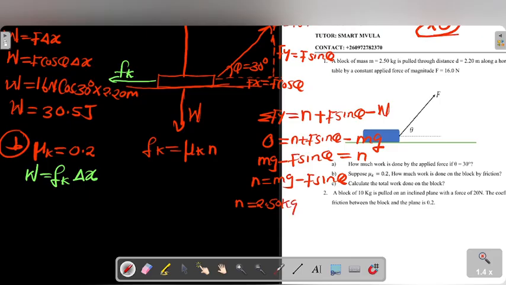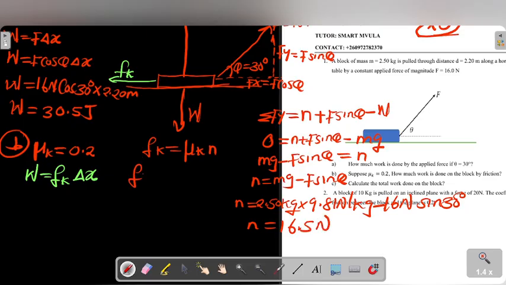So we are saying the normal force is equal to, remember this block has a mass of 2.50 kg. Then the gravity is 9.81 newtons per kg, minus the force being applied, which is 16 newtons, sine, then the force is being applied at an angle of 30 degrees there. So the normal force will be 2.50 times 9.81 minus 16 sine 30 degrees. So I'm getting the normal force of 16.5 newtons.